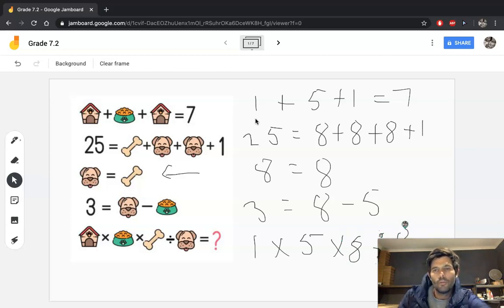And in our order of operations, we haven't had a division one yet, I don't think. Division comes before multiplication. So 8 divided by 8 is 1. And then remember we can multiply in any order. 1 times 5 times 1, and that's going to give me an answer of 5.